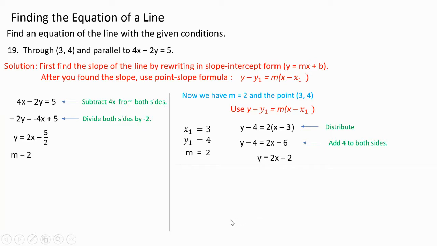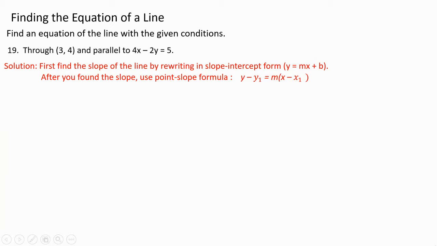Now I saw something in the chat that you can use y equals mx plus b. And I truly believe, this is my opinion, I always tell my students to do it that way. But I want to do it how the book does it and how MyMathLab does it. But this is how I would explain it, another method. Now we have m equals 2 and the point (3, 4), right?